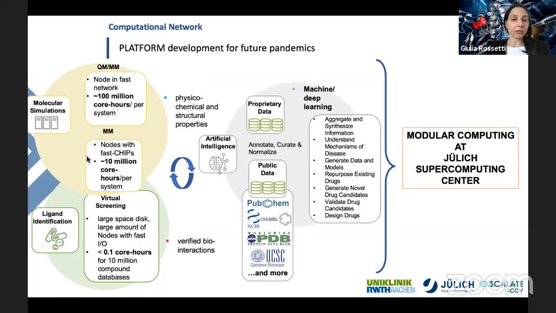extremely useful for a faster response to the virus, because unfortunately, all of us know that this is probably not the last pandemic that we will need to handle. And this consortium, the Excalate for COVID, started to put in place exactly this network of interaction and infrastructure. I spoke here about Jülich because these are the ones that I know better, since I'm from Jülich, but similar things are happening also in the other supercomputing centers.